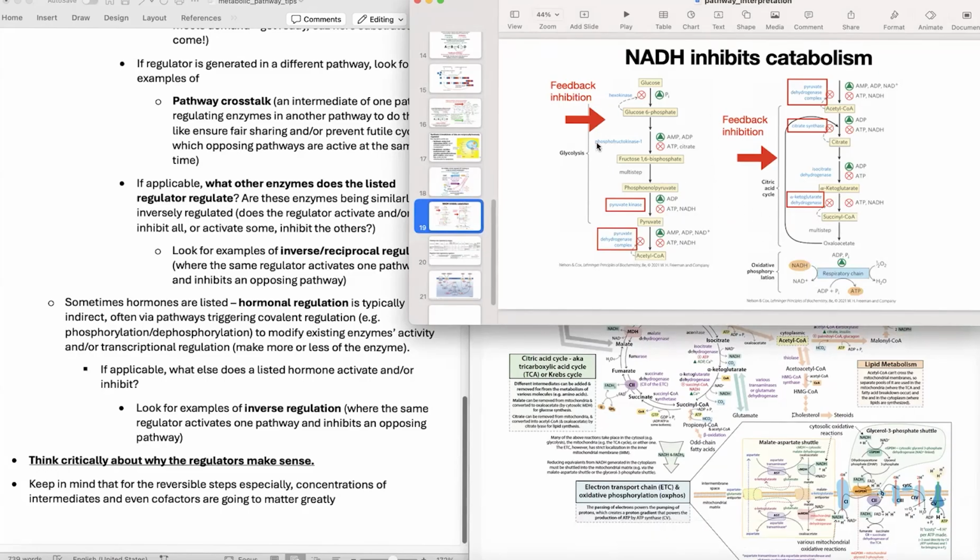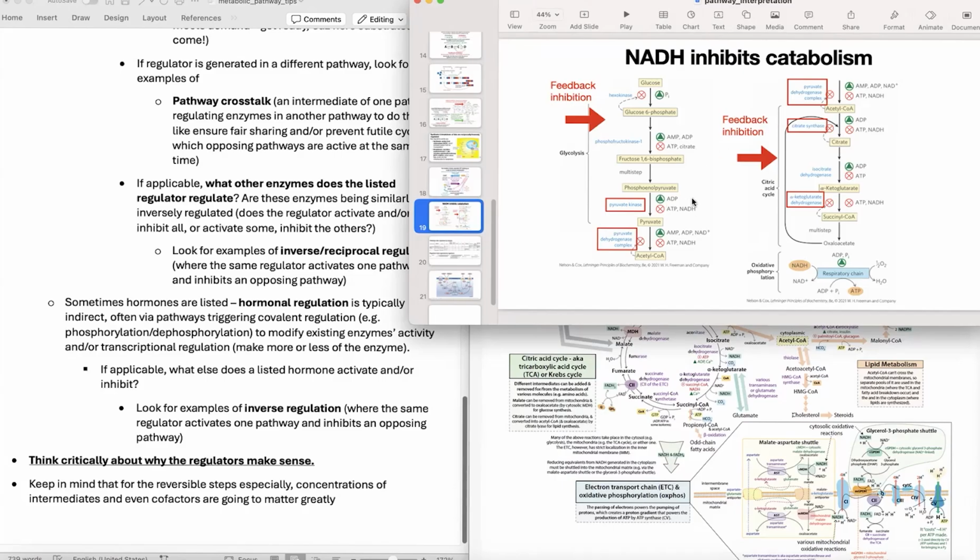We can also see more examples of feedback inhibition. We got our glucose 6-phosphate going back and inhibiting the hexokinase. We see oxaloacetate can inhibit this citrate synthase. So various examples of feedback inhibition that we're seeing here as well.